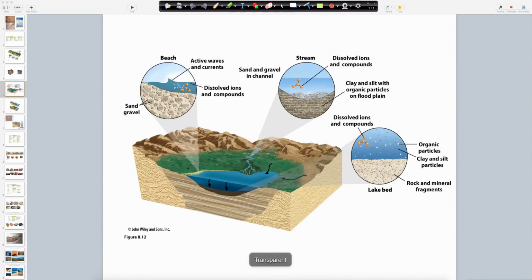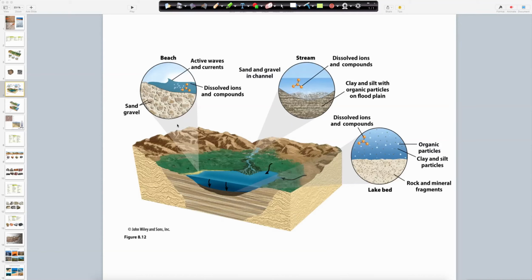So when you look at this figure, this is showing you, we'll start over here in the stream. Through weathering and erosion, it's dissolving ions and compounds. We'll refer back to the weathering chapter about which is more common. The clay and silt with organic particulate, because there's a lot of organics on floodplains, when the water flows over, the organics get incorporated in, and the floodplains have the clay and the silt. And you may get some other dissolved compounds that are beginning to become saturated.